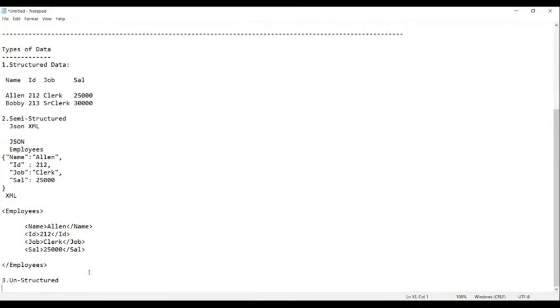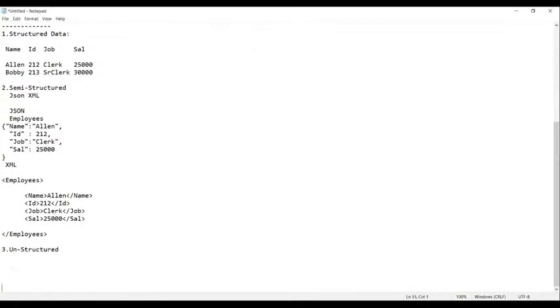Now, guys, unstructured data. What does unstructured data mean? Unstructured data is nothing but all the photos you have on your mobile phone, all the videos and voice recordings. Videos, photos, voice recordings, everything. This kind of data is called unstructured data.